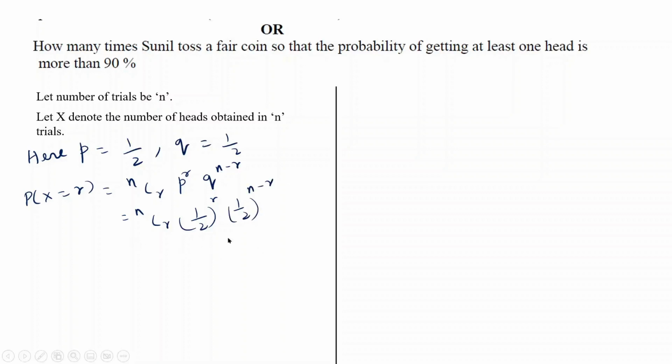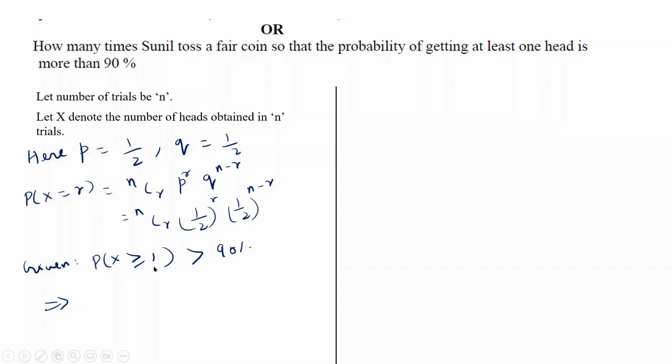So this is the binomial distribution which this random variable x follows. And now let us see what is given. Here it is given that the probability of getting at least one head is more than 90%. So the probability of getting at least one head means probability of x greater than or equal to 1. This is more than 90%.